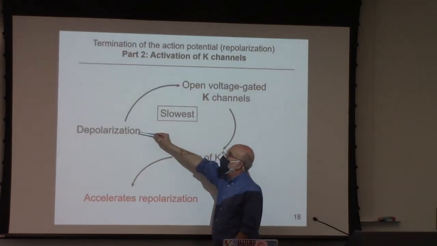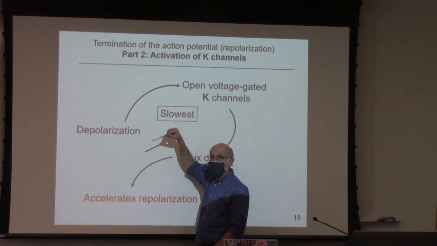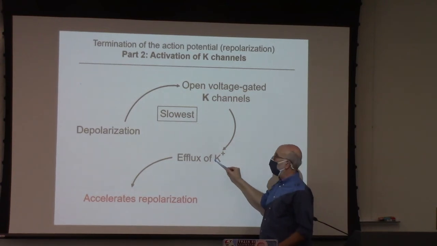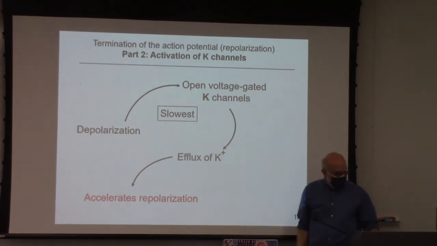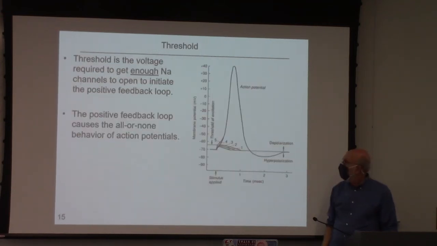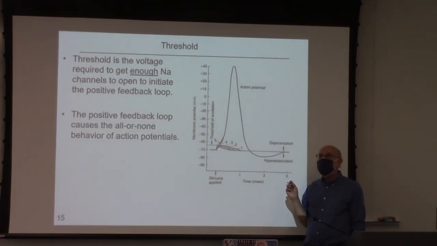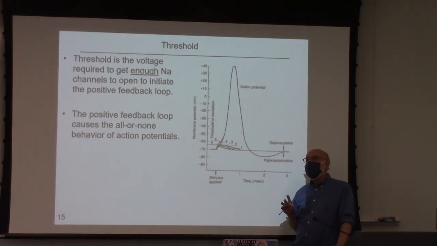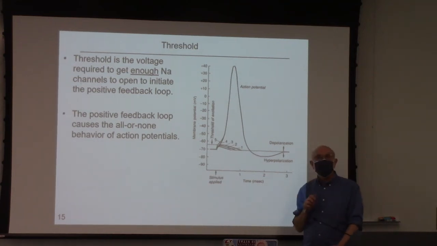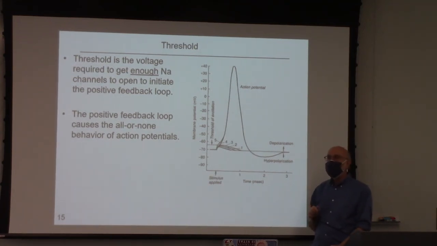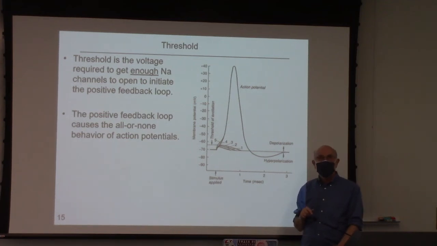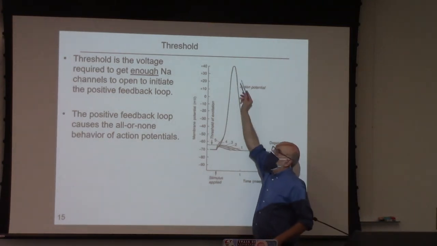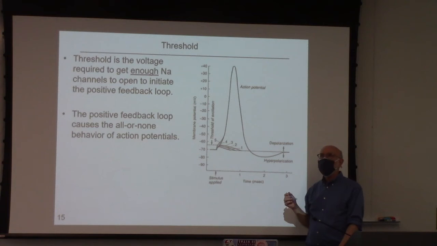So the same depolarization that caused the positive feedback loop opens voltage-gated potassium channels that cause outflow of potassium, and it accelerates repolarization. Now, why am I being coy about this, accelerates repolarization? Let's just think this through. If we didn't have any voltage-gated potassium channels, but we had perfectly normal voltage-gated sodium channels, and we opened them, would the membrane potential repolarize?